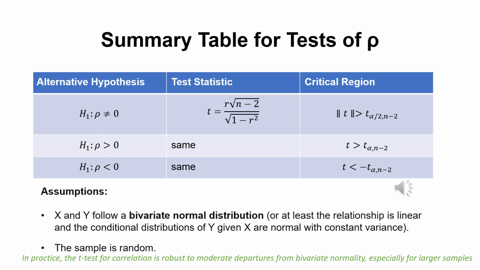The assumptions: x and y should follow a bivariate normal distribution, or at least the relationship is linear with normal conditional distributions and constant variance. Also, the sample must be random. In practice, this t-test is robust to moderate violations of bivariate normality, especially for larger sample sizes.